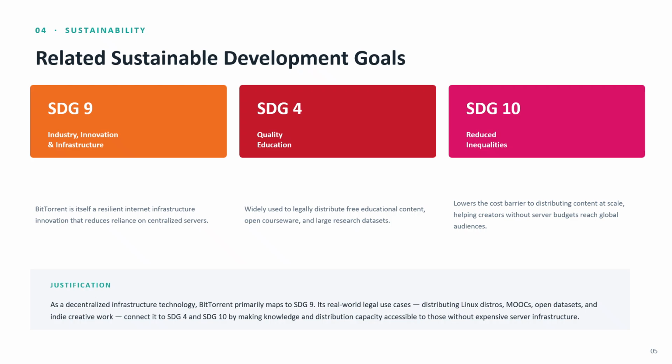BitTorrent also contributes to the United Nations Sustainable Development Goals. It mainly supports SDG 9, industry, innovation and infrastructure, because it provides a resilient and low-cost way to distribute files. And it also supports SDG 4 and SDG 10. In SDG 4, quality education, by allowing educational institutions to distribute free learning materials and research datasets. And in SDG 10, reduced inequalities, by enabling independent creators and organizations with limited budgets to reach a global audience.